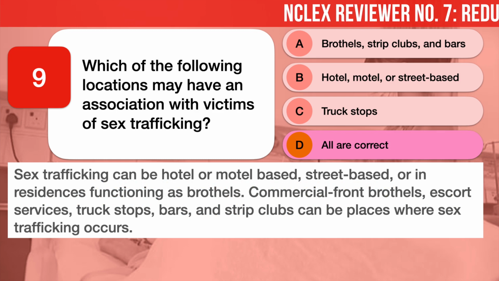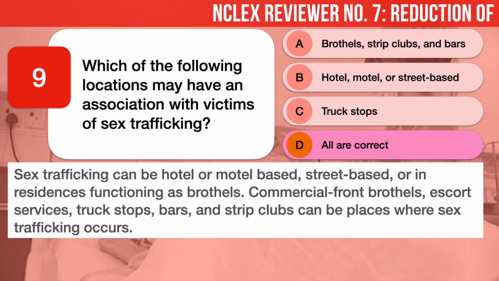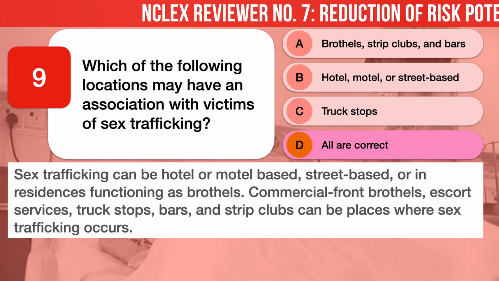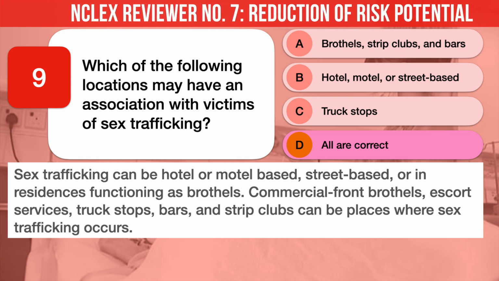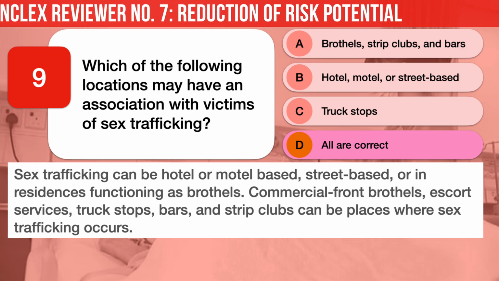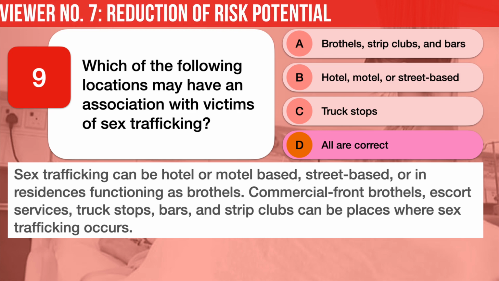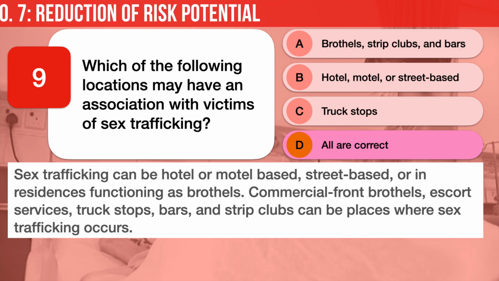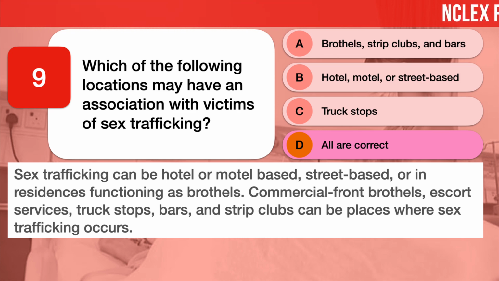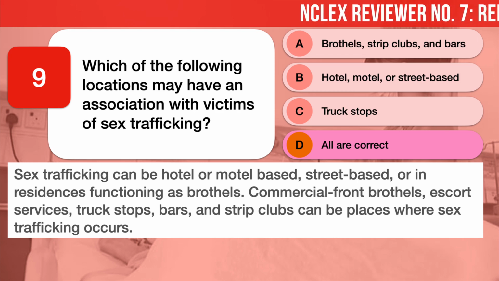The correct answer is D. All of the above locations may have association with victims of sex trafficking. Sex trafficking can be hotel or motel-based, street-based, or in residences functioning as brothels. Commercial front brothels, escort services, truck stops, bars, and strip clubs can be places where sex trafficking occurs.